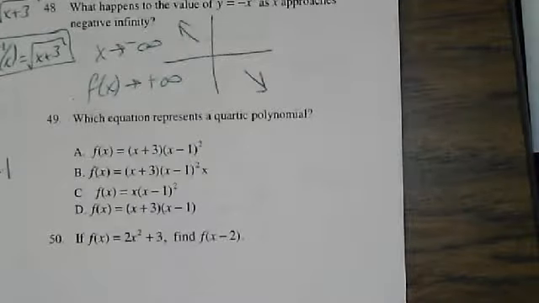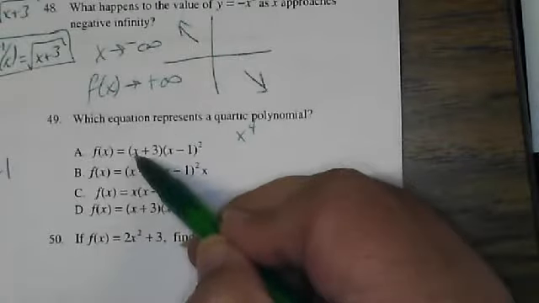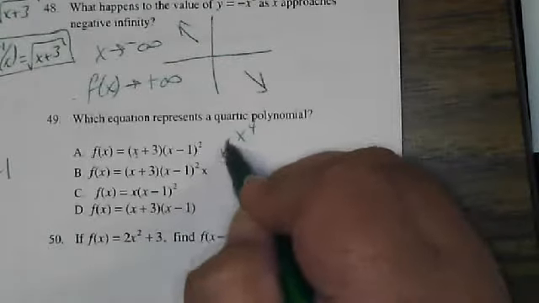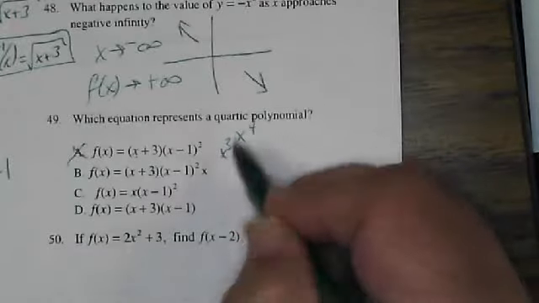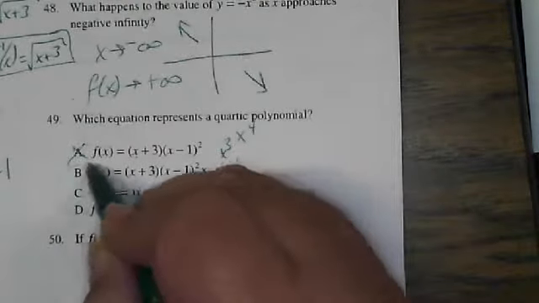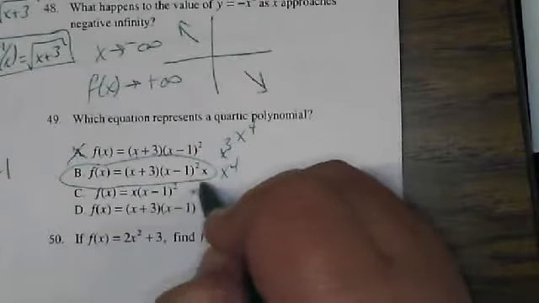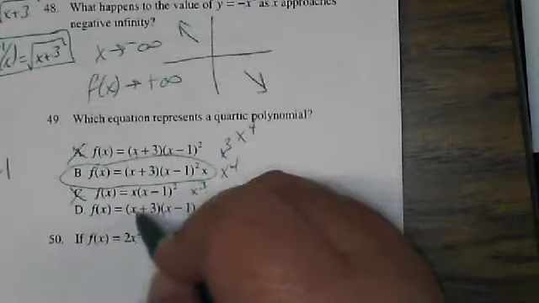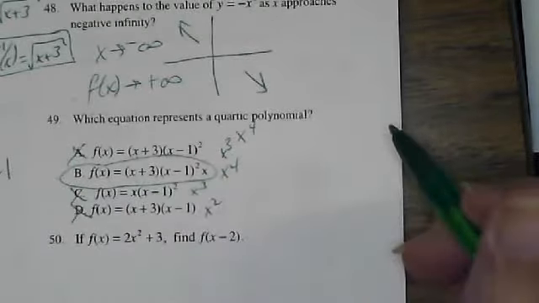49, which one of these is a quartic polynomial? Quartic means x to the fourth. Notice here's 1x, here's 2, so that's an x cubed. That's not right. Here's 1x, here's 2 plus 1. There's 4. This could be it. 1x and 2, that's x cubed. That's not right. And 1 and 1 gives me x squared. Not right. B is the answer.